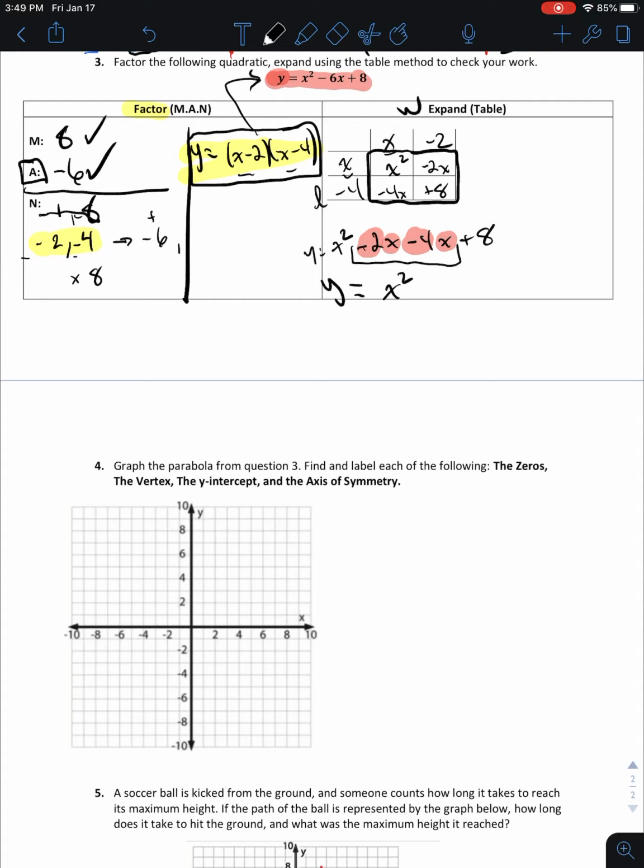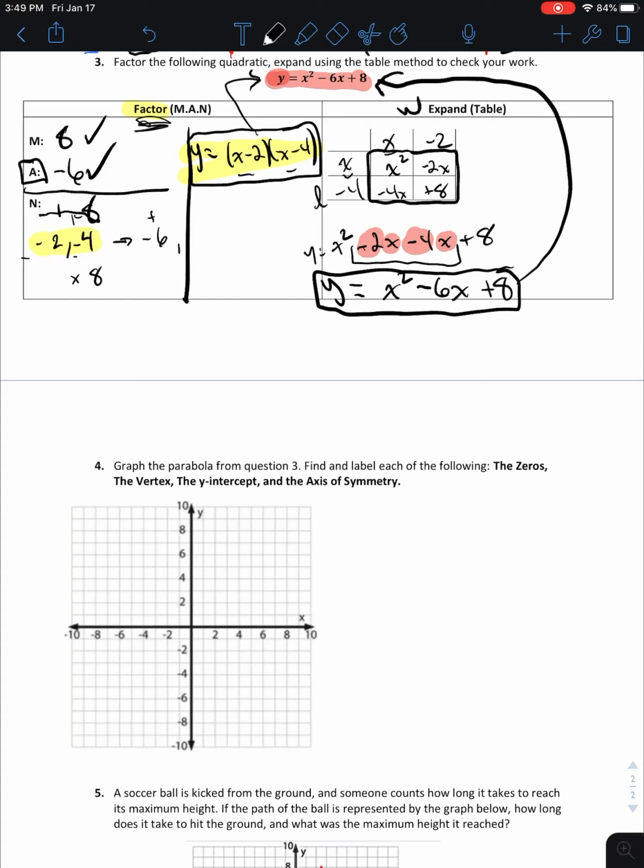I get to rewrite this as y equals x squared, negative 2 minus 4. So I'm sitting at negative 2, and I go 4 more to the left. That's going to result in negative 6x plus 8. And you will see that this confirms, because this matches the original, I must have done my factoring correctly in order to produce something that I can expand and get the original back. So then I know I'm okay and I'm good.